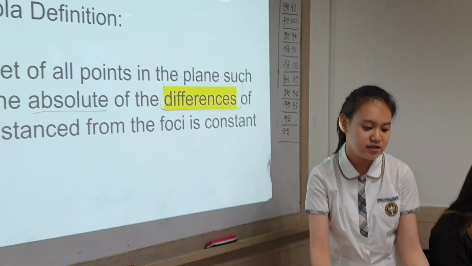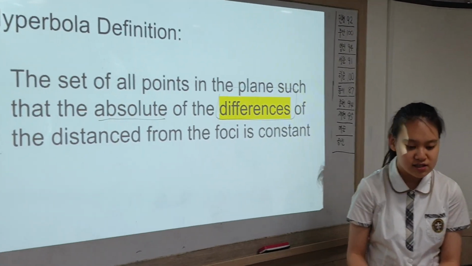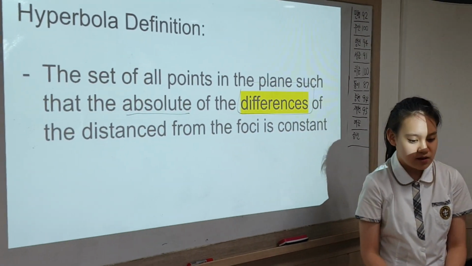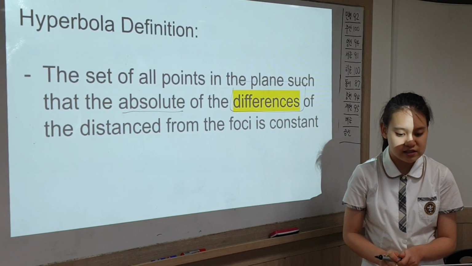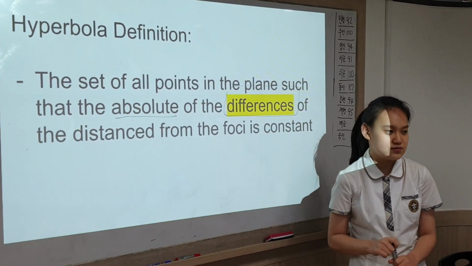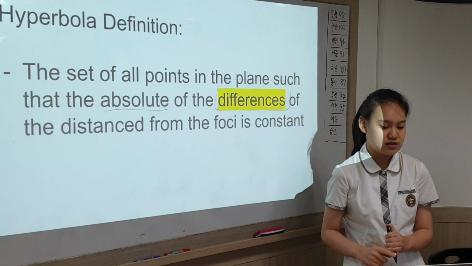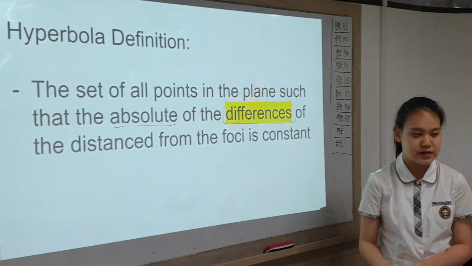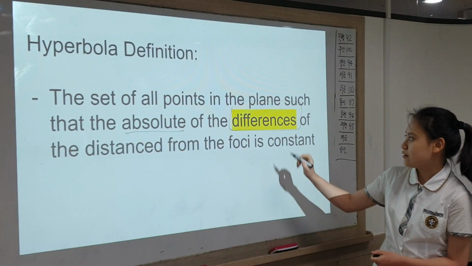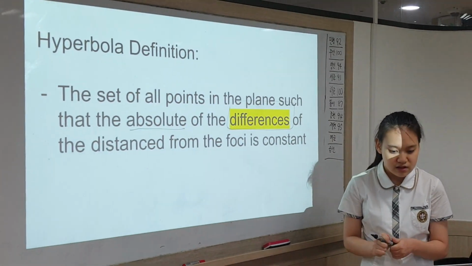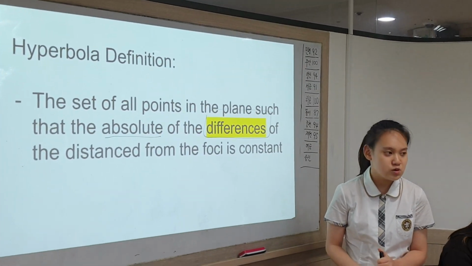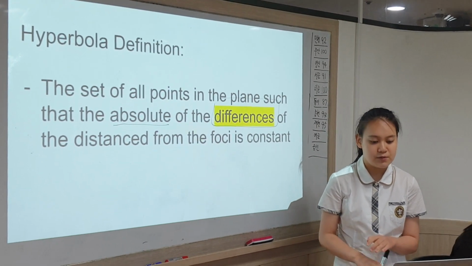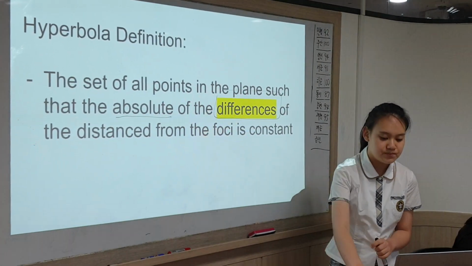Previously, Youngjin, Jonghyun, and Jaeyeon explained about the ellipse, which is the set of all points in the plane such that the sum of the distances from the fixed points is constant. Conversely, a hyperbola is the set of all points in the plane such that the difference, the subtraction, of the distances from the foci is constant. In short, the ellipse deals with the sum, while the hyperbola deals with the difference of the foci.